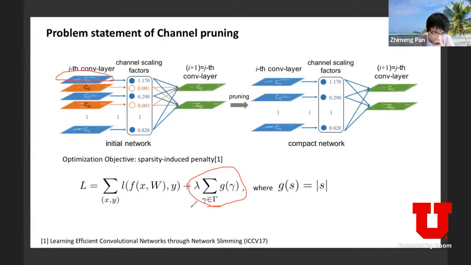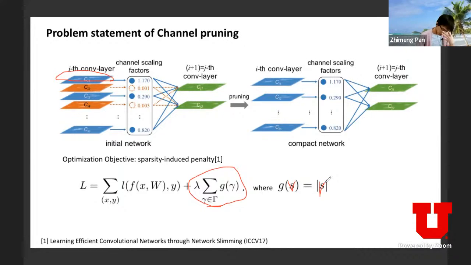What's gamma? Gamma denotes the scaling factor. Actually, that's also the S here. All of the scaling factors. Yes. For each channel, it has one scaling factor. So however many channels you have in the network, it would be one vector.